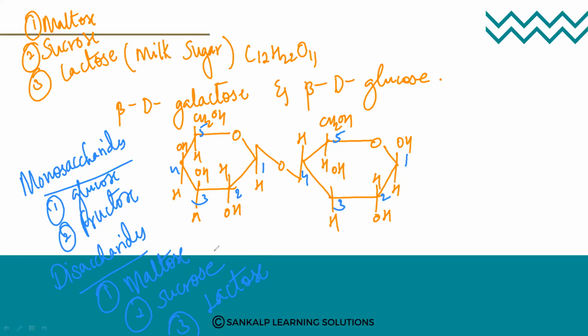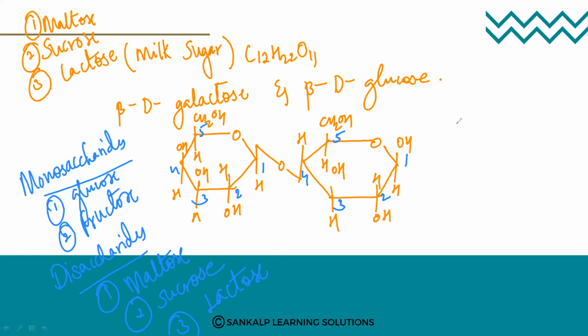Maltose is malt sugar, sucrose is cane sugar, lactose is your milk sugar, and glucose is grape sugar. These are the names which you need to remember. So this we have studied in today's class.